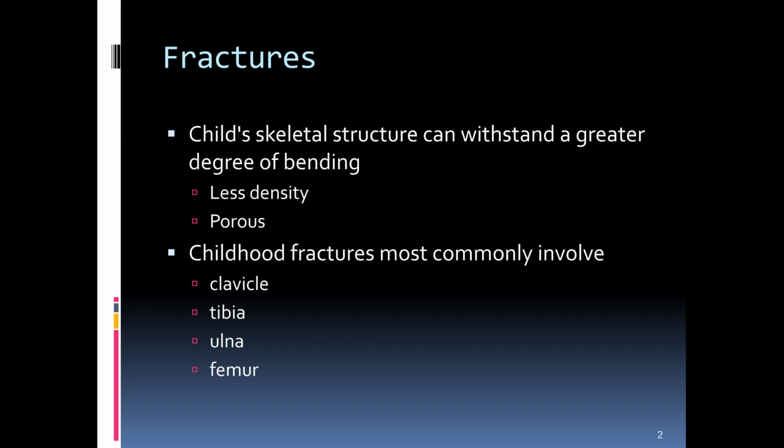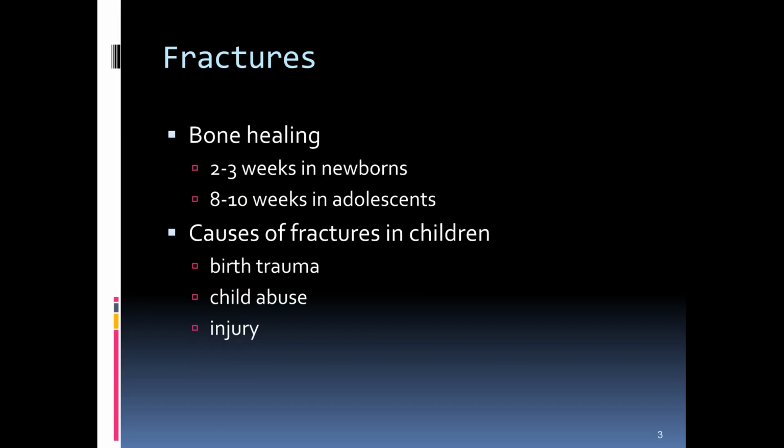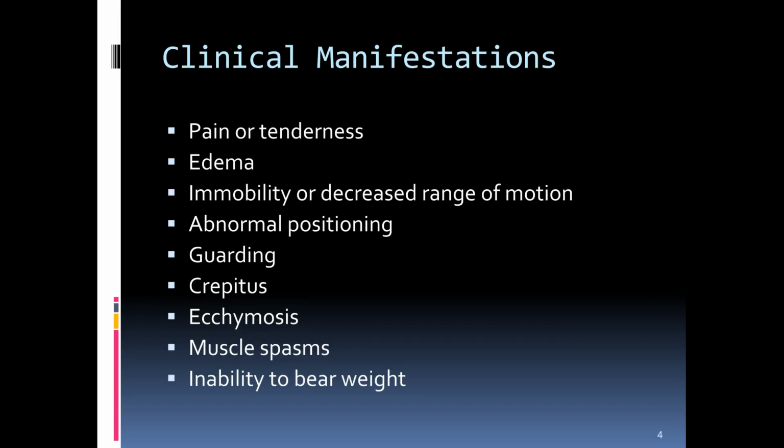So fractures, you don't really need to memorize the different kinds of fractures. You can just read over them. Clinical manifestations of fractures: obviously pain, swelling, immobility. They can't move it. They're guarding it. Crepitus means bone on bone. They've got bruising. They can't bear weight.